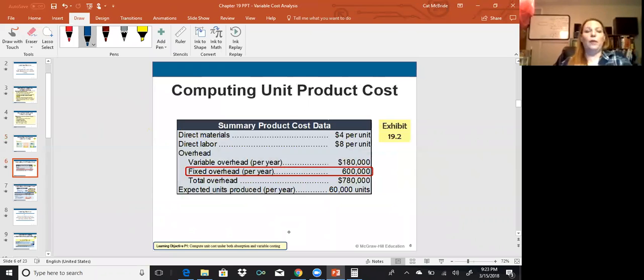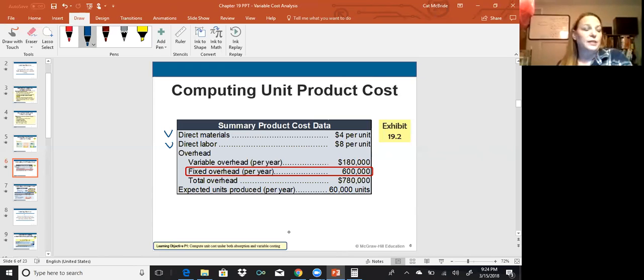Because our direct materials are already variable, and direct labor is already variable, right? Because the more products we make, the more labor and the more material it requires. So both of those are already variable costs. That's why overhead is the only one we have to separate into fixed and variable. So variable overhead is 180, fixed overhead is 600, so total overhead is 780. We expect to produce 60,000 units per year.